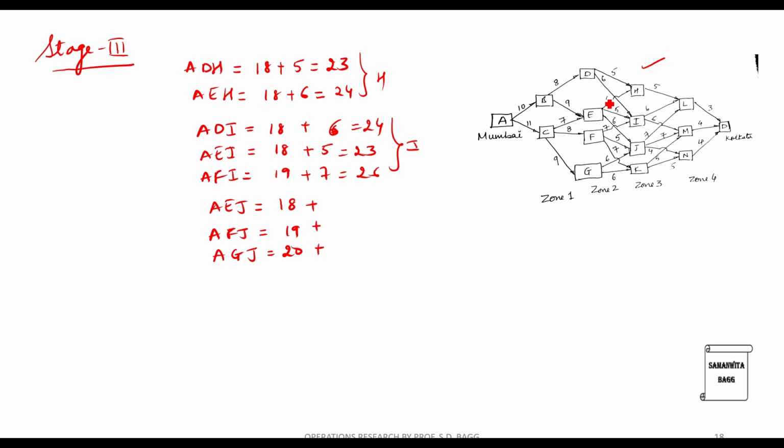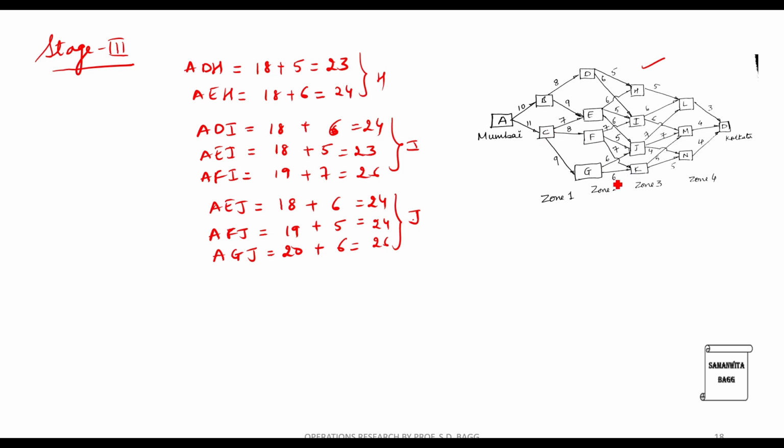Now E to J, you can see over here it is 6. F to J is 5. And G to J is 6. This is 24. This is also 24 and this is 26. This is for J. Last we'll write for K.